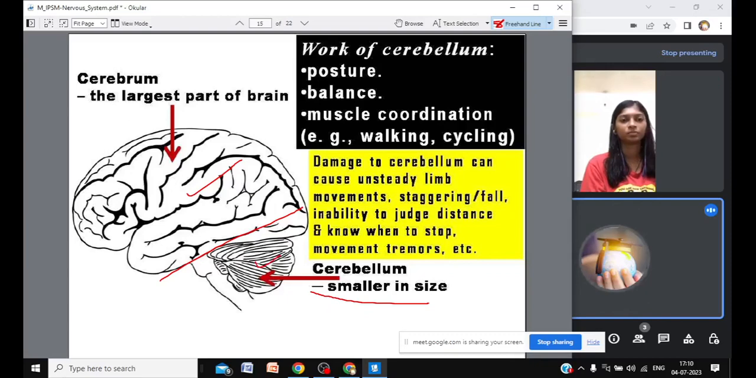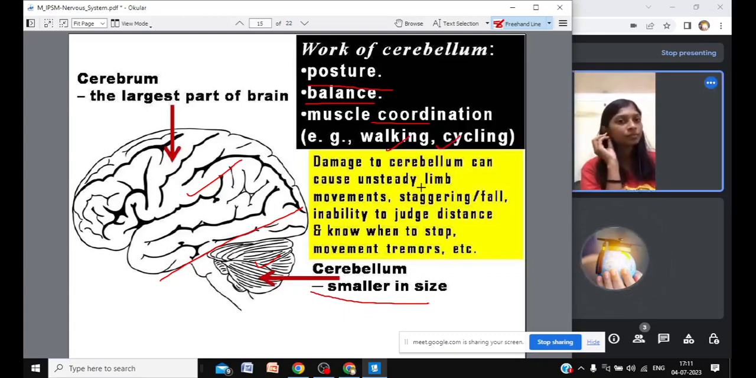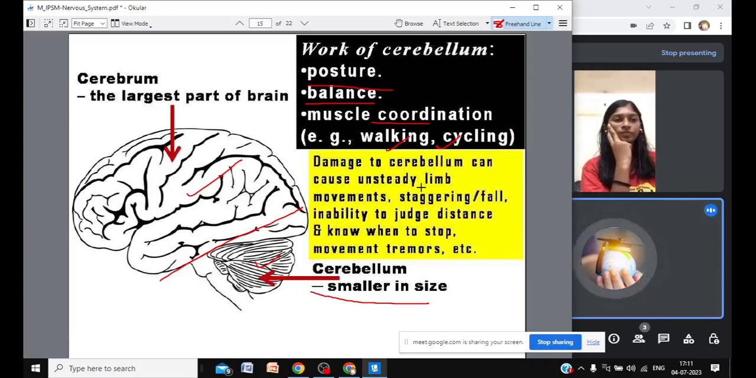What is the work of the cerebellum? Cerebrum we have already discussed: thinking, vision, hearing, speech, memory. Cerebellum: posture, maintaining proper positions, balance, and muscle coordination when you are walking, cycling, swimming. How do the different muscles coordinate while walking, cycling, swimming, running, or even while playing a musical instrument, how the muscles of the hands or legs on two sides coordinate? Posture and balance are the work of the cerebellum.